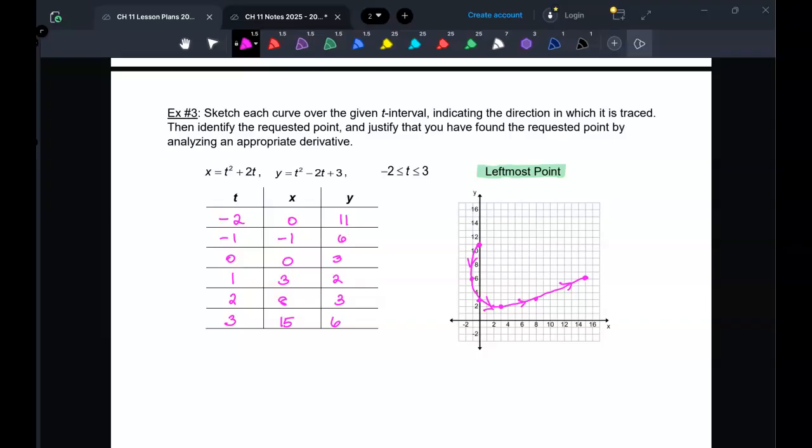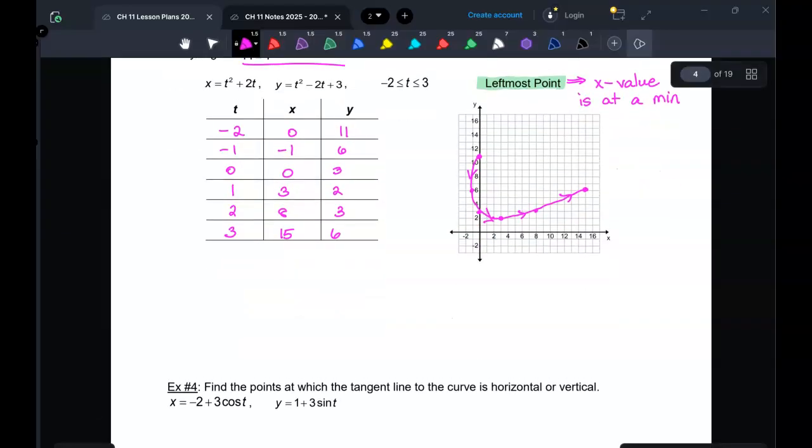Since we want the leftmost point, is this kind of from just looking, or is there a way to do it? Because if I was just going to look, I'd say it looks like -1, 6. Yeah, but we want to show it with the appropriate derivative. So left and right are going to be x values. Top, bottom would be our y values. So we want to look for when the x value is at a minimum.